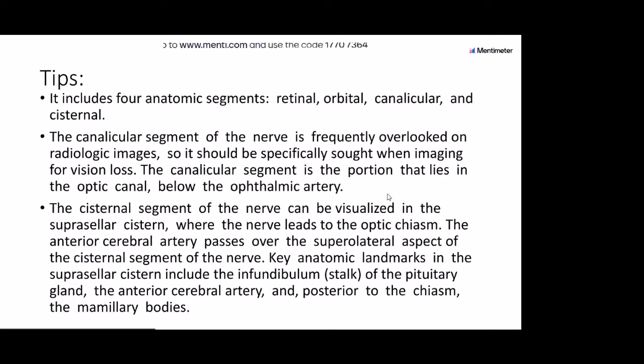The cisternal segment of the nerve can be visualized in the suprasellar cistern, and for that you don't really need CISS or the steady state free precession sequence, because you can easily see it on the T2 weighted sequence. It is the area where the nerve leads to the optic chiasm, and the anterior cerebral artery passes over the superior lateral aspect of this cisternal segment of the nerve. And the key anatomical landmarks, as I have already told, are the infundibulum, pituitary stalk, and the anterior cerebral artery, and posterior to the optic chiasm are the mammillary bodies.